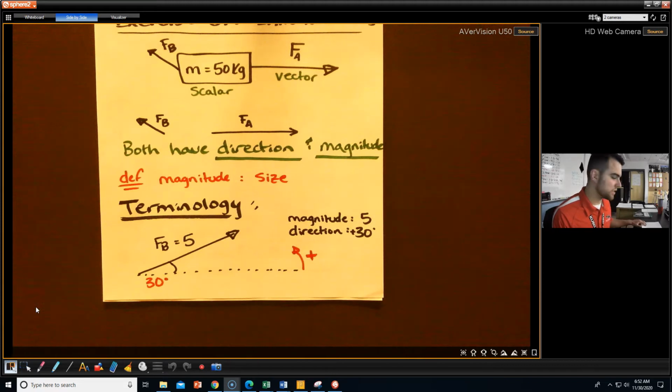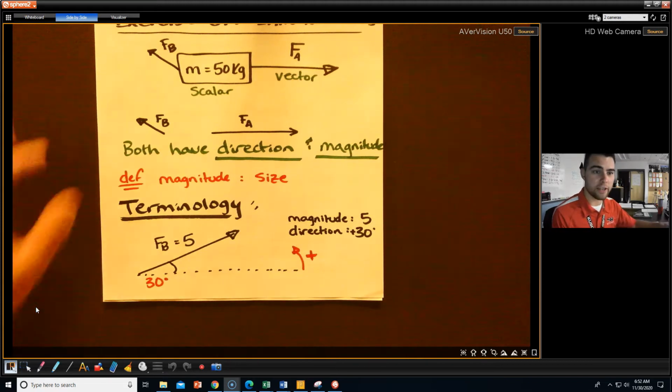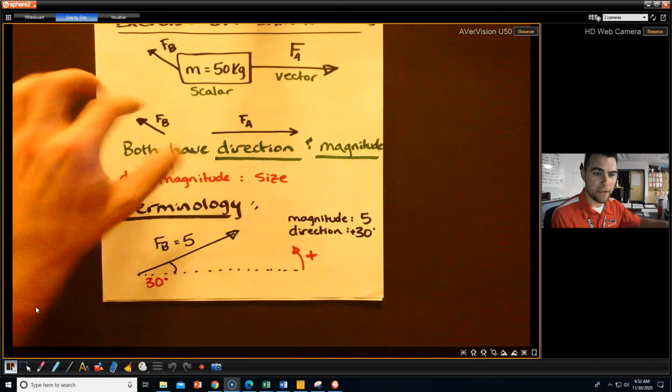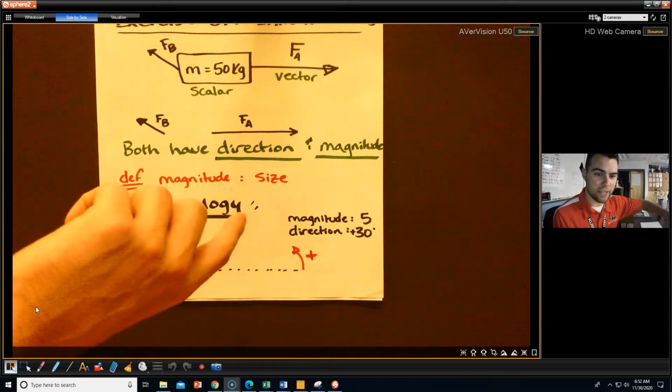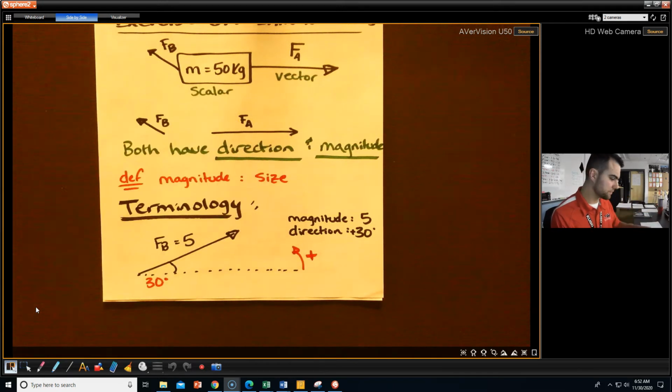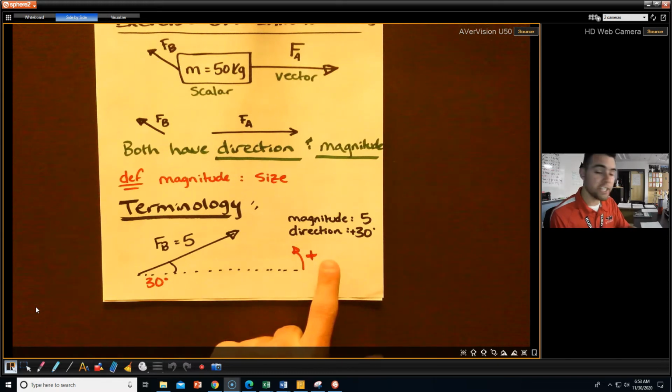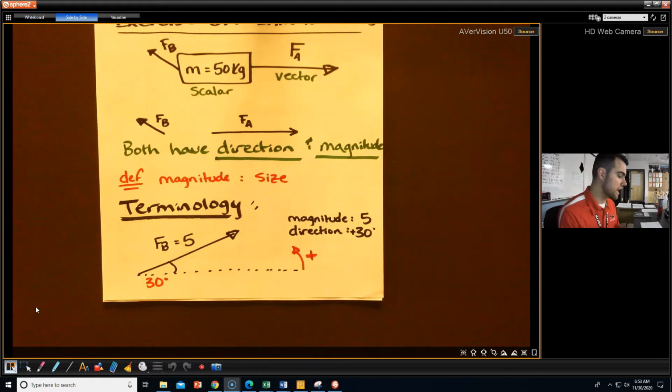So for example, you could see something like this. I took this force B and rotated it around, and now it's going in this direction. So we could say FB equals 5, then its magnitude, its size, is going to be 5. Its direction, however, we can say is 30 degrees. And we are saying positive 30 degrees. So counterclockwise is always going to be positive.